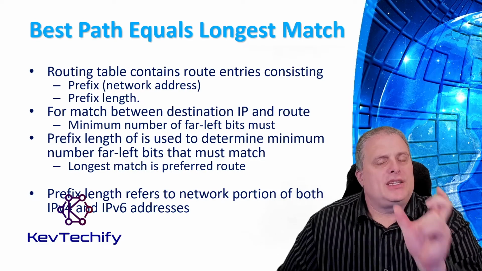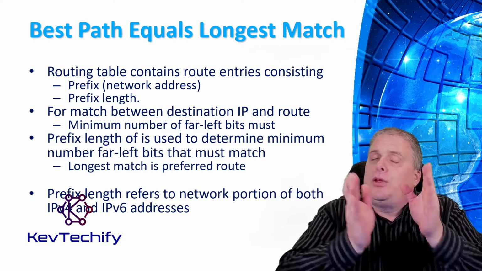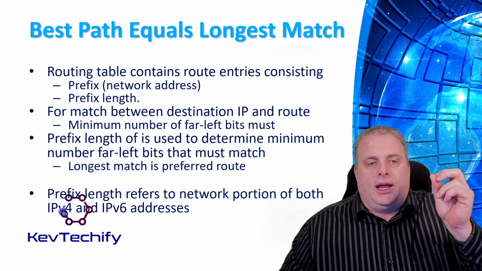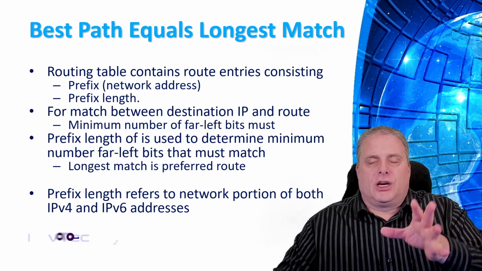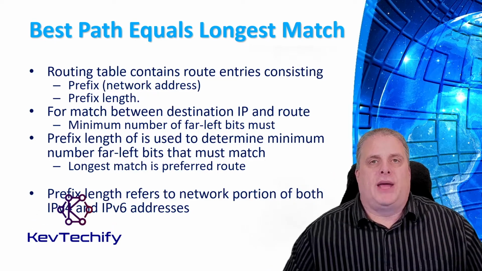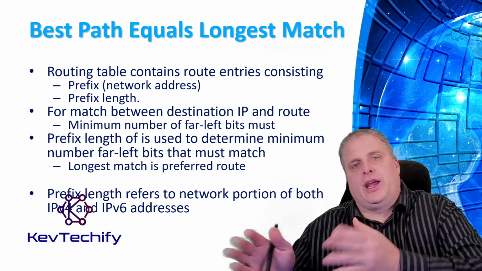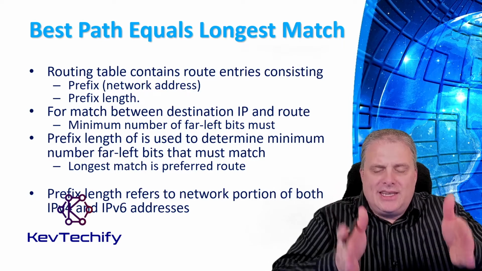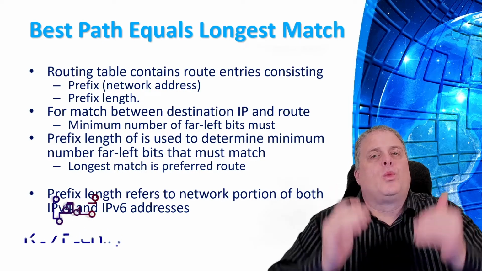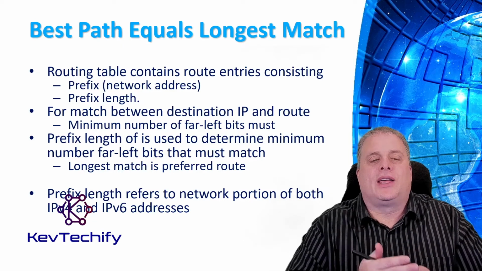And you have to at least match what we call the prefix, that network portion. You can match more than that, but you have to at least match that prefix. And the prefix is used to determine the minimum number of far left bits that you must match. If you think about an IPv4 address, we have the network portion and the host portion. You must at least match that network portion to be routed. If you don't match at least that, it will not get routed.